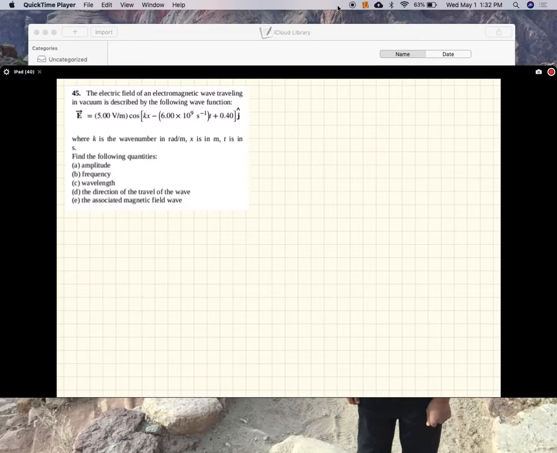Here's the x-axis and the y-axis. If you turn a right-hand screw from x to y, which way would the screw move? It would move out of the paper, and that would be the direction of z.